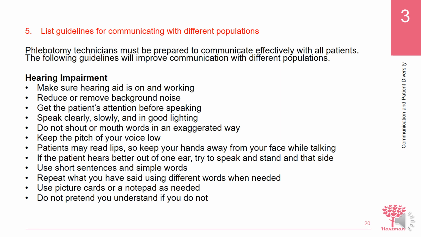So phlebotomists have the ability to work with many different people of different backgrounds and have to develop some means of adjusting and preparing to communicate effectively with all patients. So let's go over some guidelines of how to communicate with some patients who might have difficulty communicating under normal circumstances. For example, hearing impairment. There are many different kinds of hearing loss. A person may be born with hearing impairment or it may happen gradually.